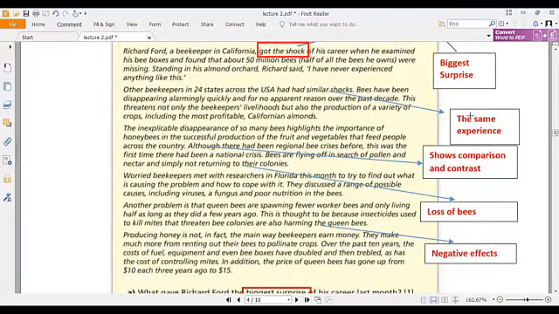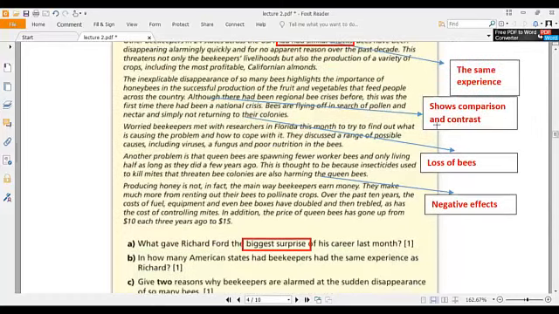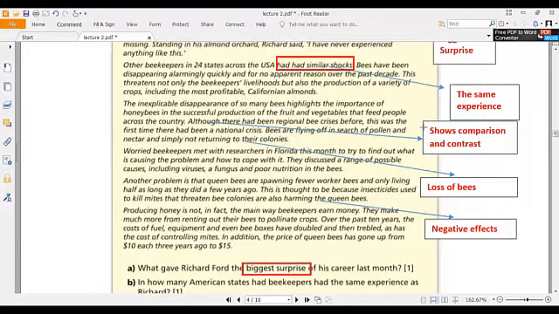طيب number 2, the same experience. It means what? Had similar shocks. Here show comparison and contrast، وده البارافريز اللي بنقول عليه بقى. ايه معنى compare and contrast؟ Means to show similarities and show differences.